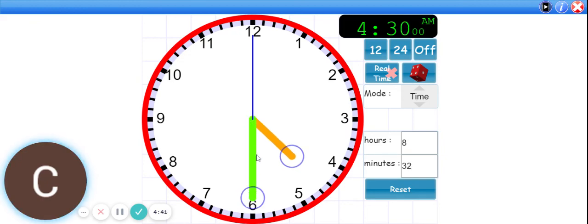Now my long hand has landed at 6, which means half past, and my shorthand is in between 4 and 5, which means half past 4, because it's not yet reached 5 o'clock yet. And you can see it up on my digital clock here too. So now I will draw my long hand to 6 and my short hand between 4 and 5.